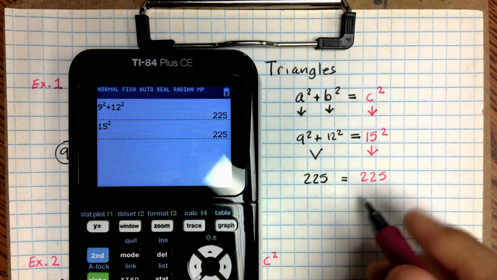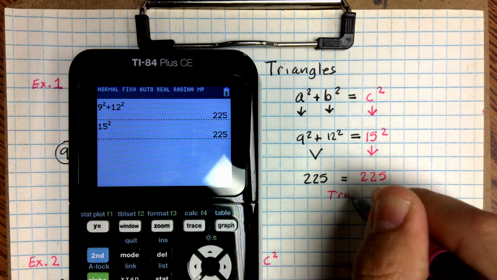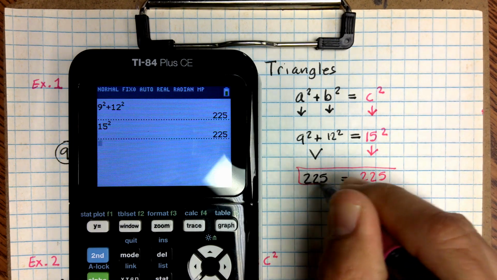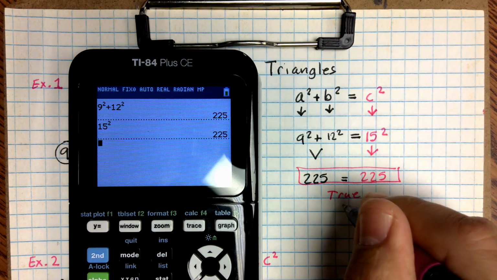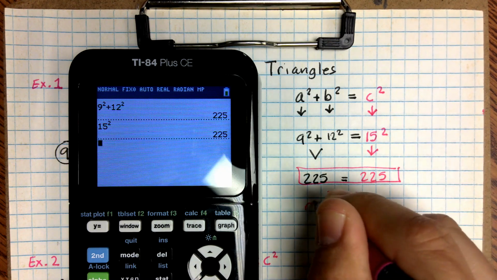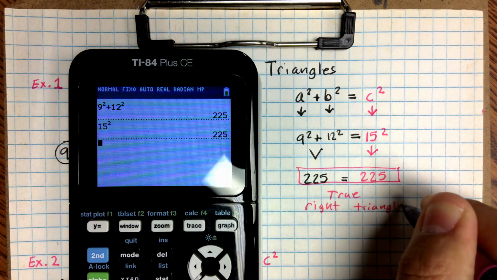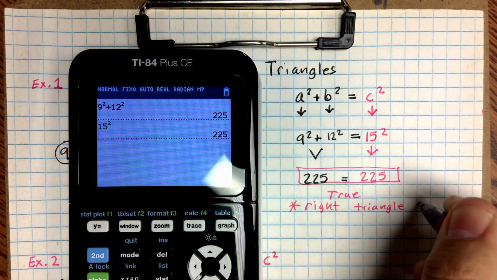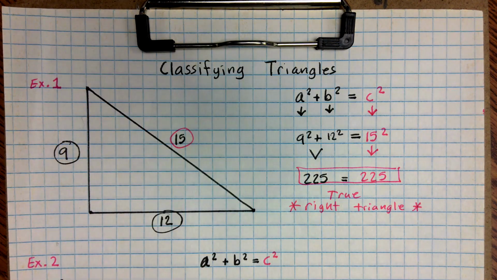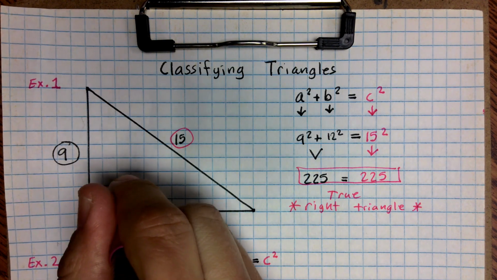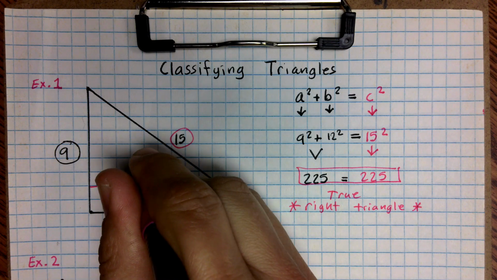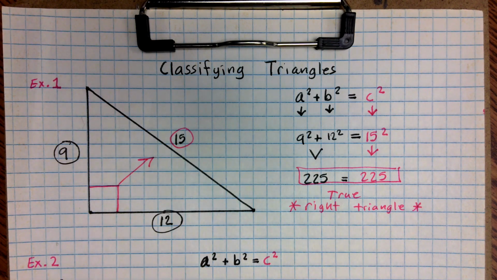So notice this makes a true statement. I'm going to write true underneath it, because 225 is equal to 225. And because it makes a true statement, this is a right triangle. So I can put an angle in there. That is my hypotenuse, and this is a right triangle.